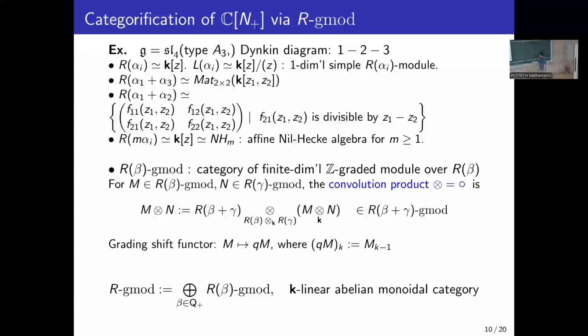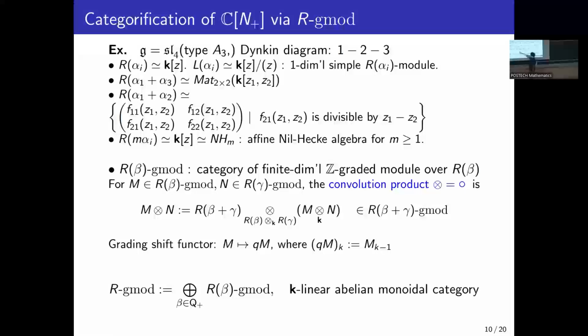So you can consider this kind of induction. Because this is defined in terms of induction, the convolution product is associative. So if we take the direct sum of all R beta G modules, then we have an abelian category, which has a tensor product given by the convolution product. So this is a monoidal category. The whole point is that we define the convolution product by induction, so it is associative.